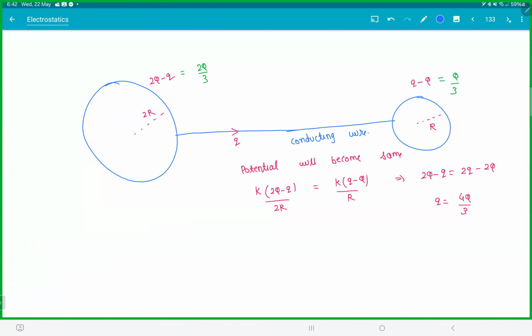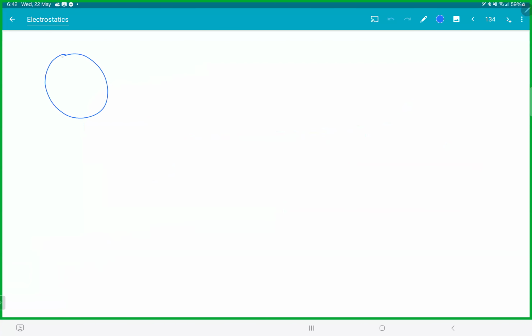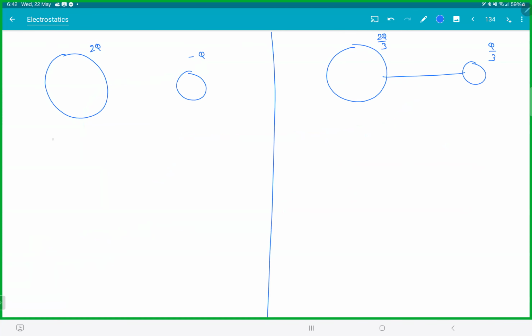I'll do it on the next page again. Initially, your system is like this. Finally, your system is like this: 2q minus q, then 2q by 3 and q by 3. So the energy of this one is k(2q) whole square by 2 times 2r, plus kq square by 2r. 2r is the radius. This is k(minus q) whole square, so plus or minus won't matter. This is your initial self energy.